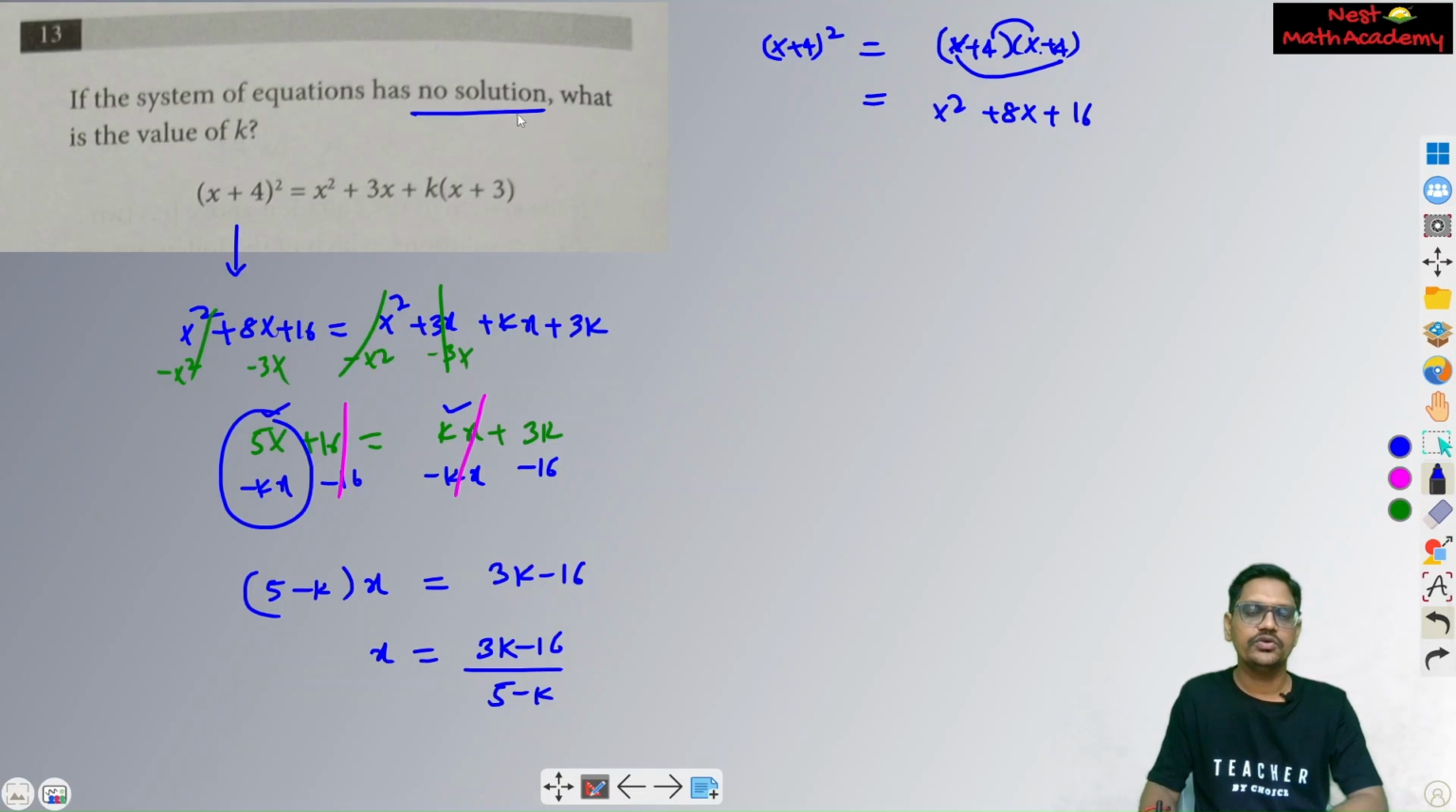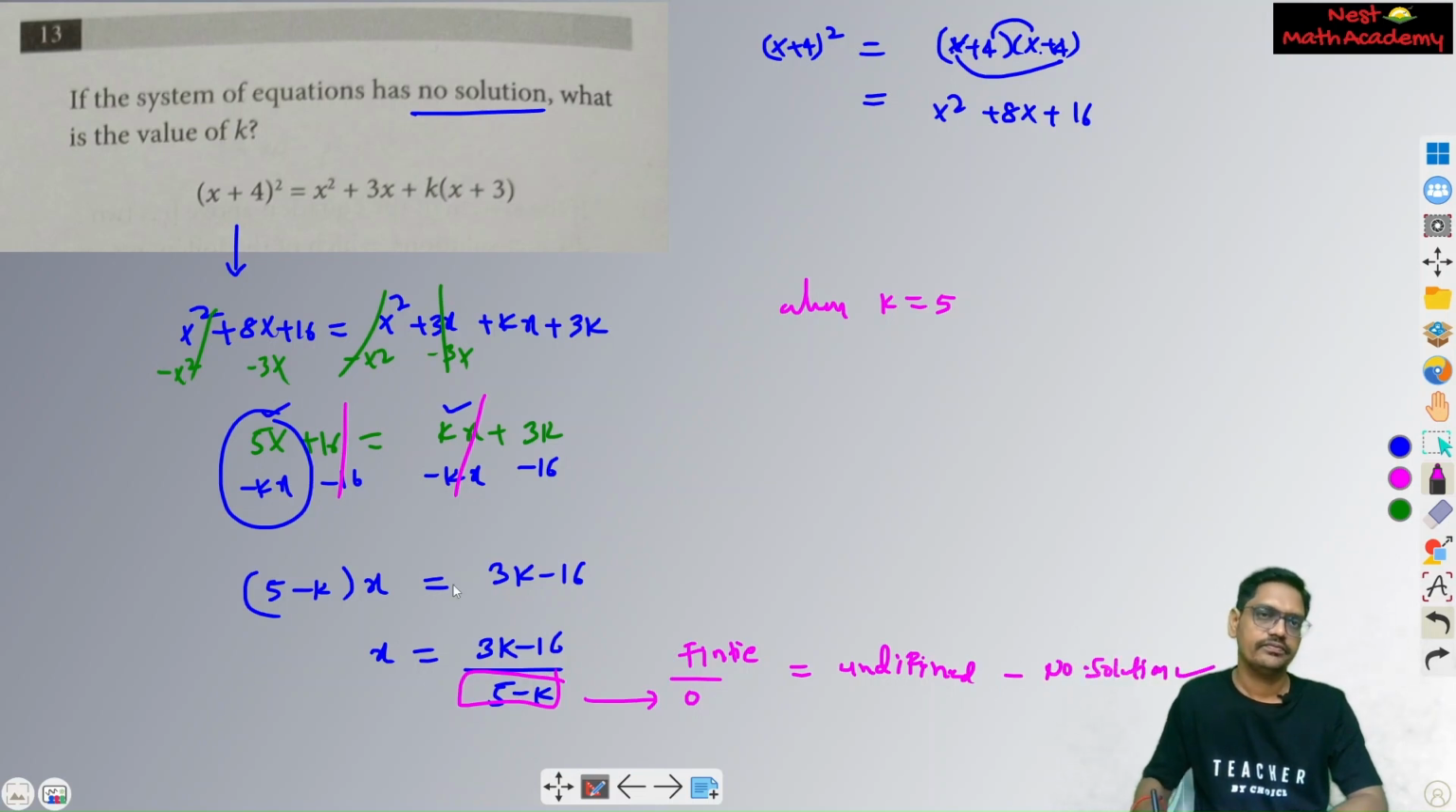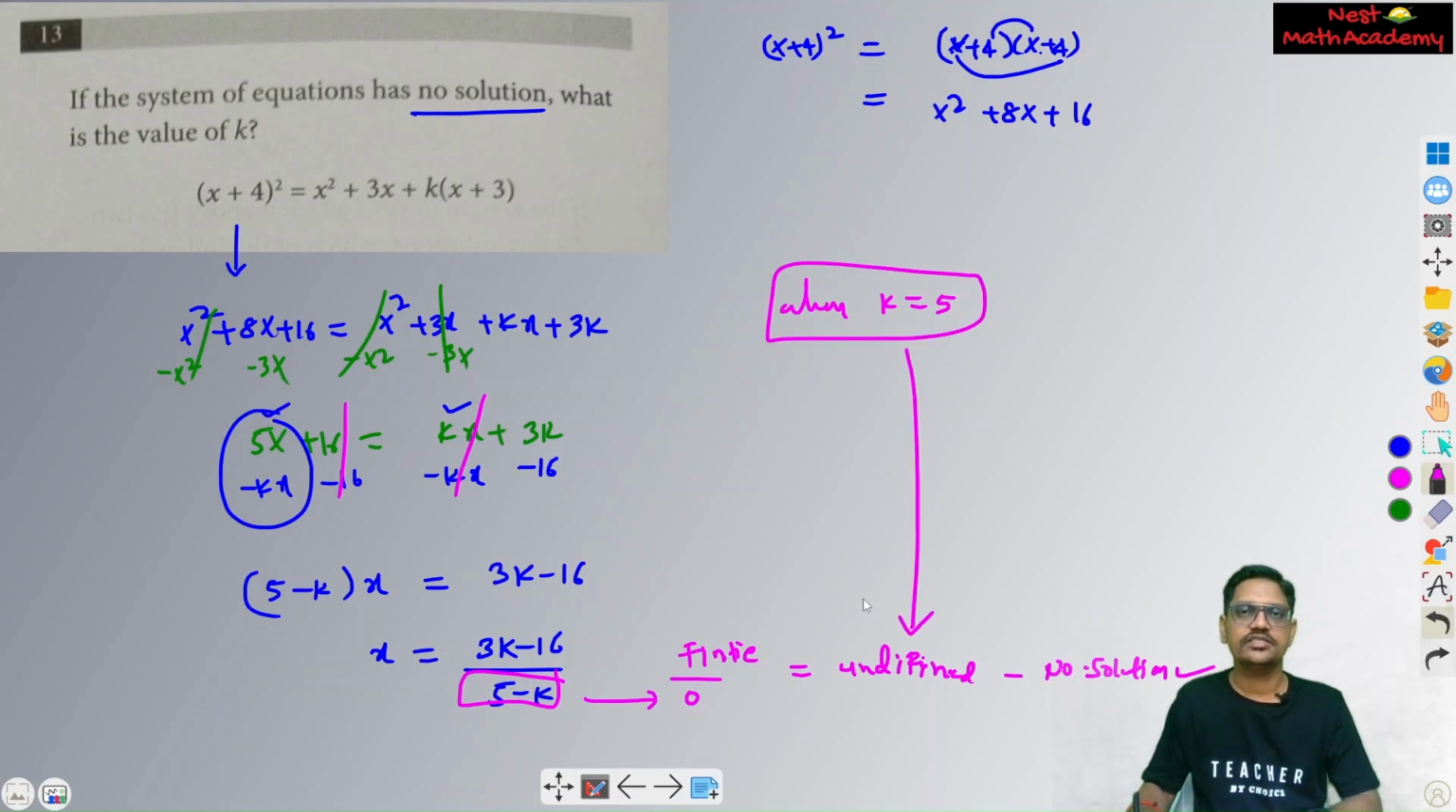So we don't want a solution. I want a no solution case. No solution means the x value should not exist or not be defined. Clearly, we can see that when k is equal to 5, the denominator becomes 0. If the denominator is 0, some finite number upon 0 is undefined. So that means no solution case. So therefore, we don't have any x value there. So no solution. That's what they're asking. Now, what is the value of k for which the system has no solution? Therefore, k is equal to 5 is the value for which the system has no solution.